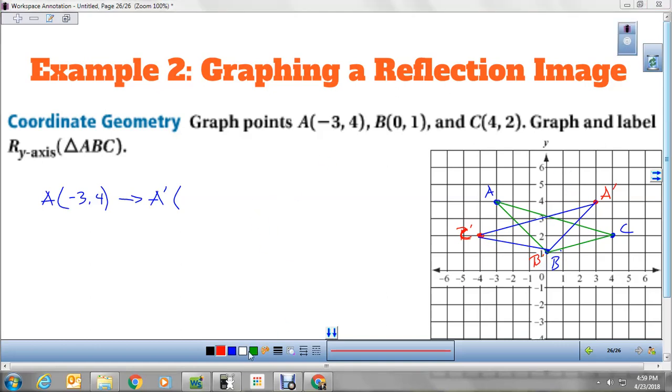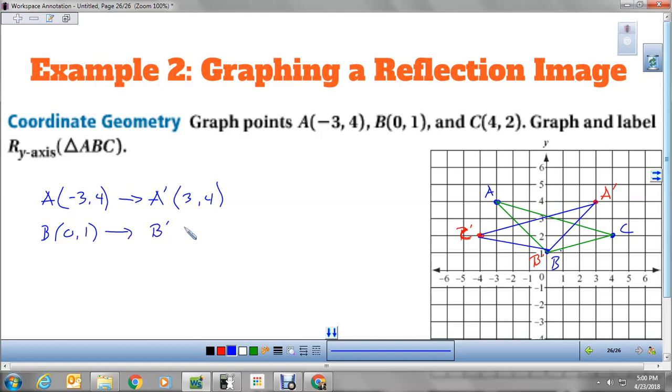Now we'll go through and fill out our chart. A prime is going to become +3 and +4. B, which was at 0 and 1, after the reflection, it's still going to be at 0 and 1. And then C was located before at 4, 2, and now C prime is going to be located at -4, +2.